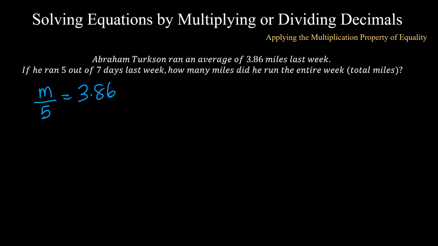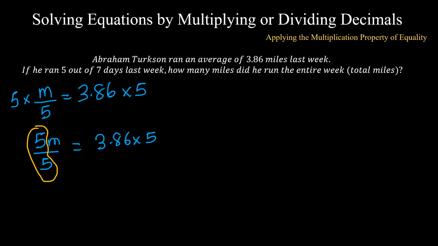So if you remember, we're supposed to use the multiplication property of equality. According to the multiplication property of equality, I can multiply the same number on both sides to solve it without changing my equation. So here I need to multiply both sides by 5 because I want m. On the left I have 5m over 5 is equal to 3.86 times 5. And again, 5 divided by 5 is 1. So I have 1m, or m, same thing, is equal to this product. So let's figure out what this product is.